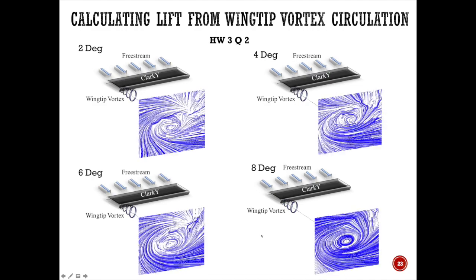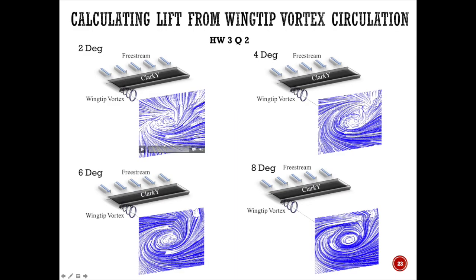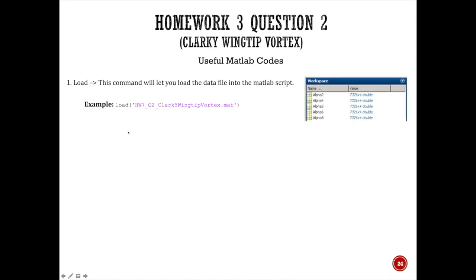So you have a data set of X, Y, U, V for all these different cases, and you'll be finding vorticity and circulation. Okay, here are some of the useful MATLAB codes that will help you do this. I uploaded this homework, uploaded this data set in Isidore. Okay, so please go and download. When you load this MATLAB file, you will get different angles of attack. Okay, alpha 2, alpha 4, alpha 5, alpha 6, and alpha 8.